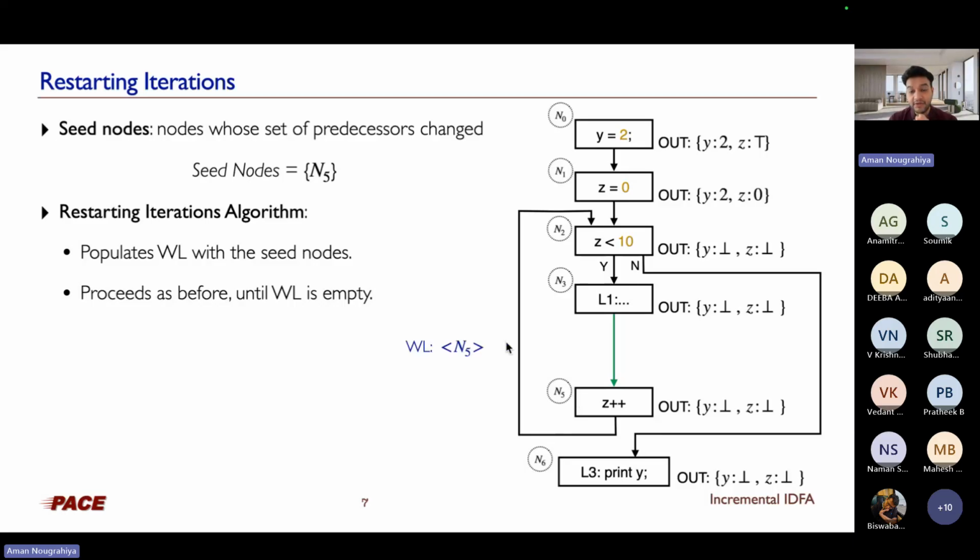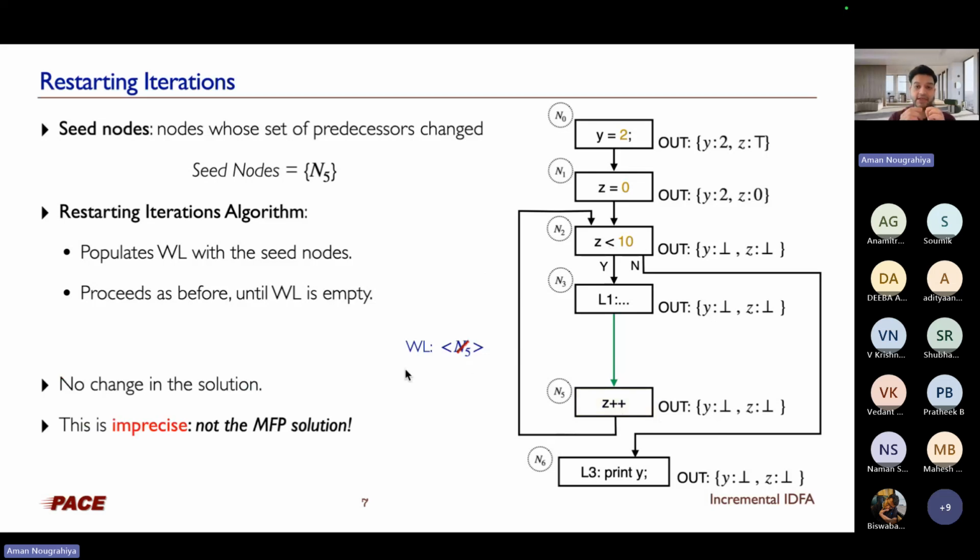So we add N5 to the work list, and we process it. We will see that the incoming information is y is bottom, z is bottom. Once I process z++, I'll have y is bottom and z is bottom. So there is no change in the out. So N2 will not be added back again. The work list will be empty and we will reach the fixed point.